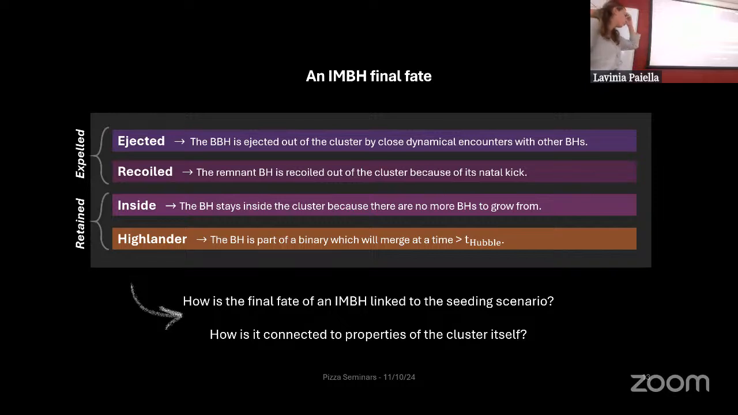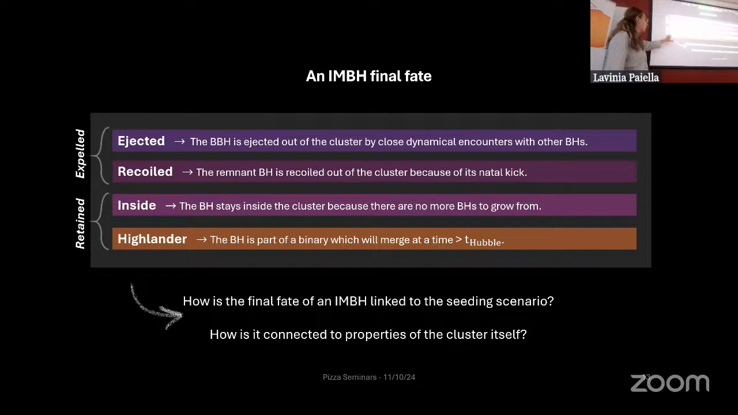So the first part of my work was to look at the final fate of an IMBH. Once it is formed, an IMBH can either be ejected out of the cluster, or it can be retained in the cluster. So at the end of its growth, it may be found out of or in the cluster, depending on what processes it goes through. Nomenclature-wise, expelled means out and retained means in. An IMBH can be expelled or ejected if the binary has a close encounter with a perturber, which gives off some kinetic energy, and the binary is expelled out of the cluster. Or it can be recoiled, in the sense that the black hole is formed by a black hole merger, but its relativistic kick is so high that the black hole is thrown away.